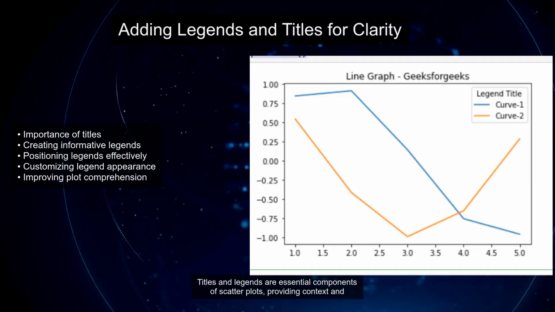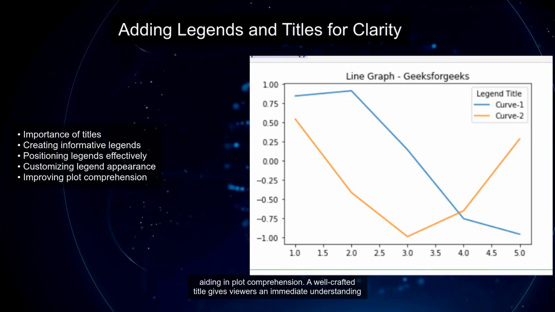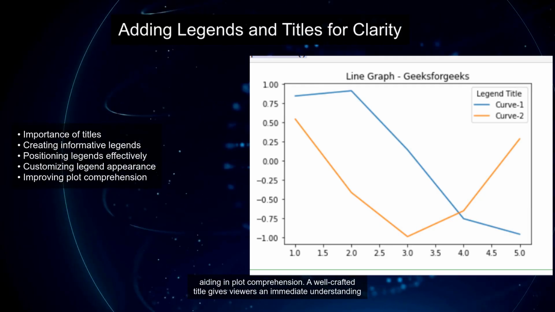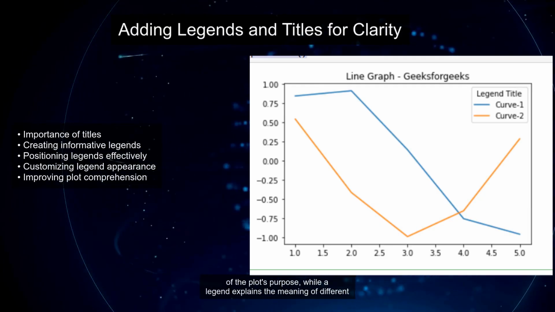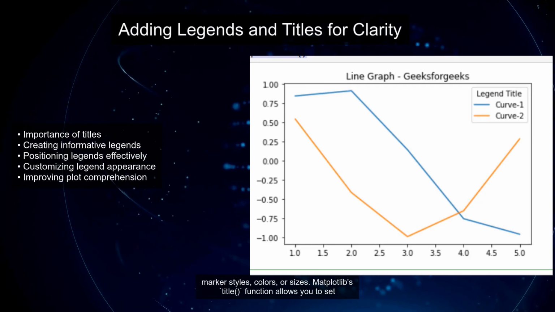Titles and legends are essential components of scatter plots, providing context and aiding in plot comprehension. A well-crafted title gives viewers an immediate understanding of the plot's purpose, while a legend explains the meaning of different marker styles, colors, or sizes.